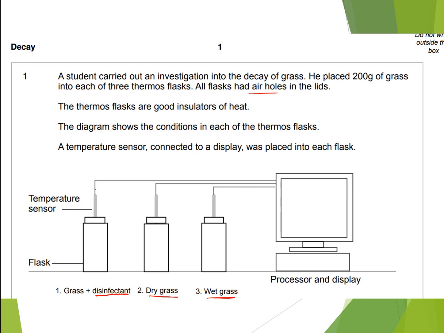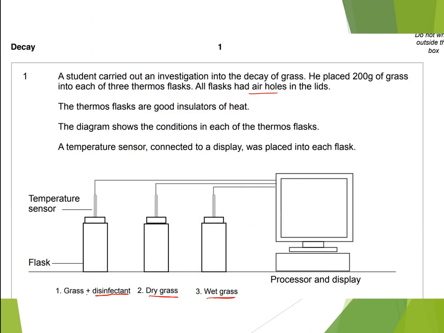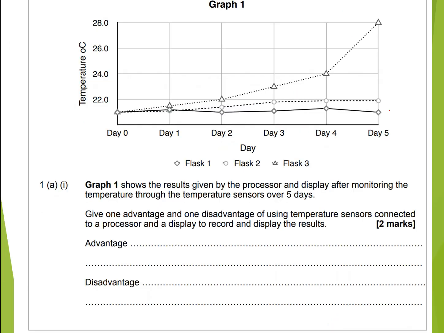Each flask has a temperature sensor attached in the top of it, connected to a display, normally with a data logger to collect the data over a long period of time. So this was the data that they collected. Flask 1, if you remember correctly, that was grass and disinfectant. So this is with disinfectant. Flask 2 was dry grass, and flask 3 was our wet grass.